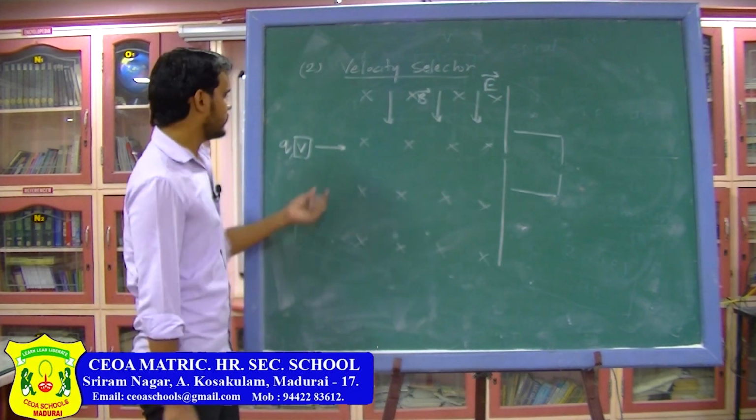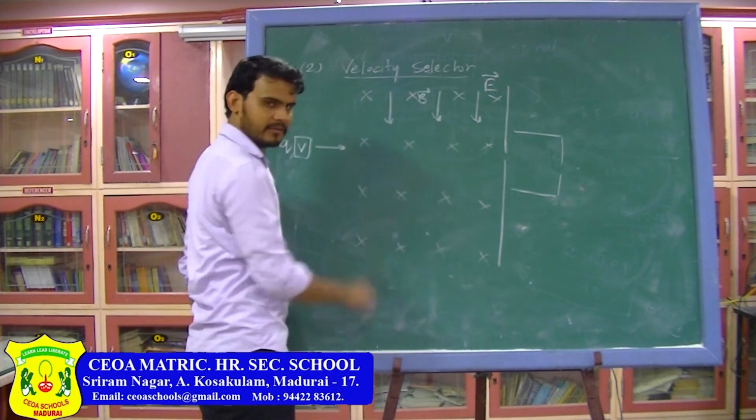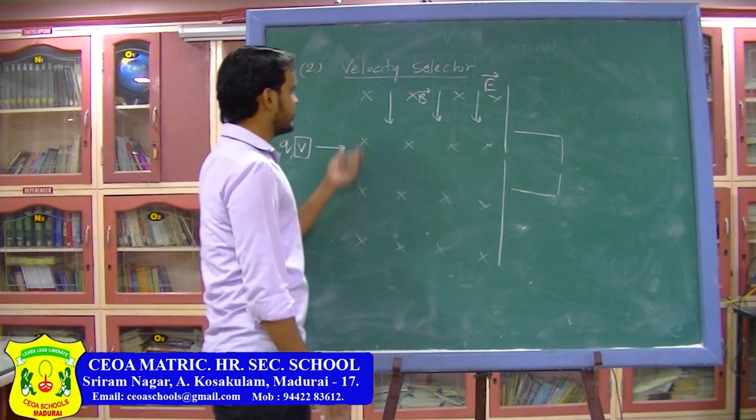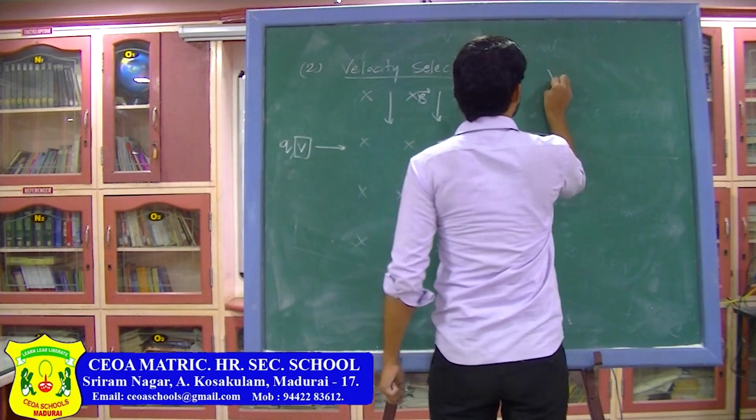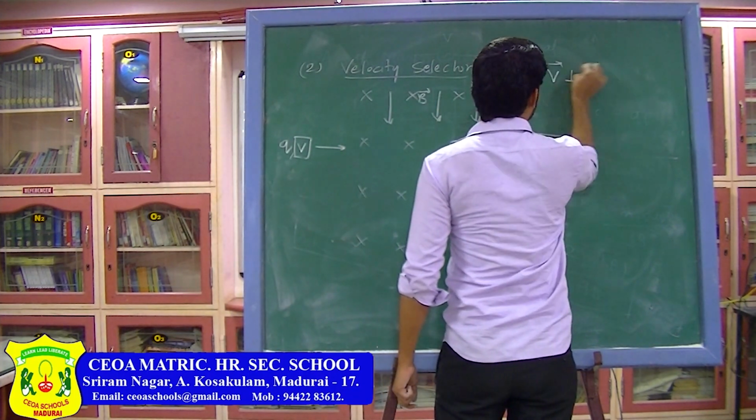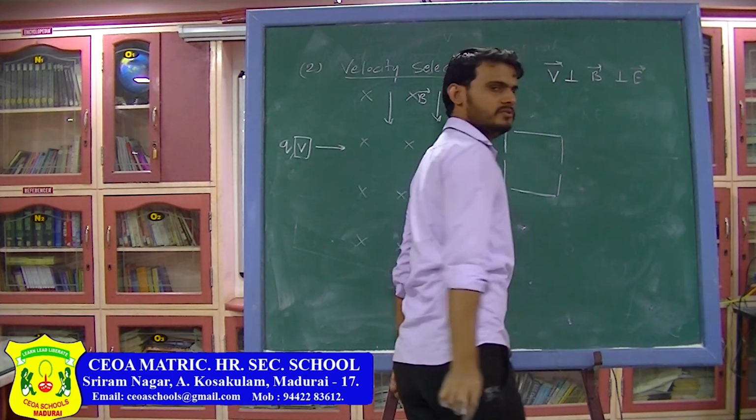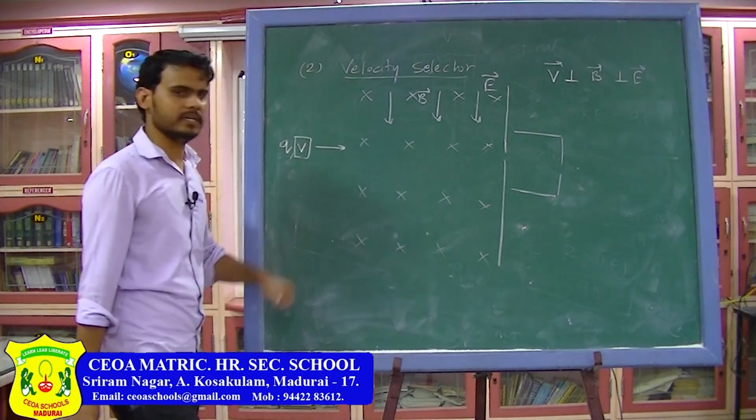So here I can say that the electric field should be in the downward direction, the magnetic field in the inward direction, and the velocity should be in this direction. So the condition for the velocity selector is that velocity is perpendicular to the magnetic field, which is perpendicular to the electric field. All of them are mutually perpendicular to each other in a velocity selector.